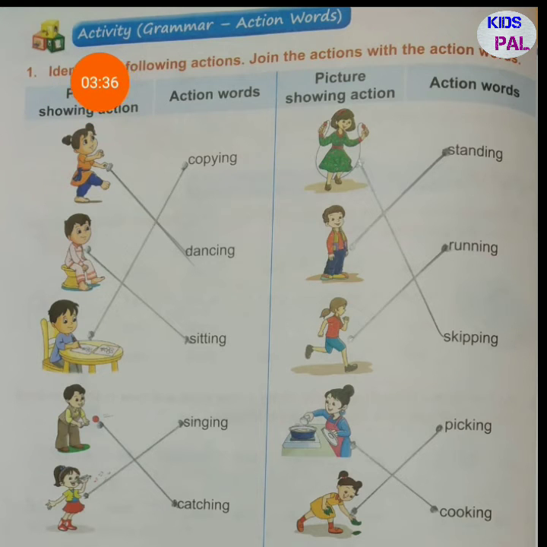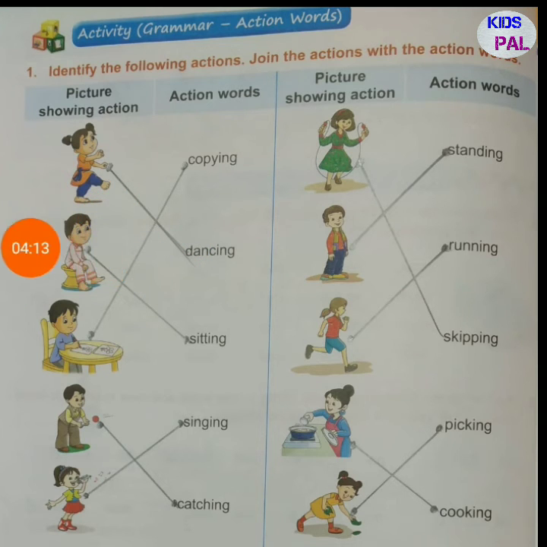The next activity is about grammar, action words. Identify the following actions. Join the actions with the action words. So here a list of pictures is given with the pictures showing the action. This girl is doing something, this boy is doing some work, and this boy is doing some work. Like this, different works they are doing. Here in the second line action words are given regarding all this. They are all jumbled, so we have to match them.